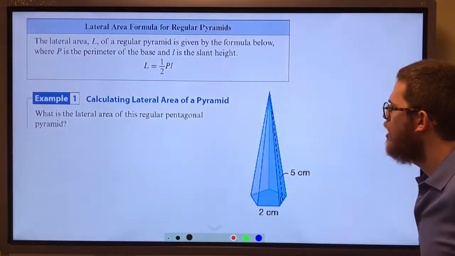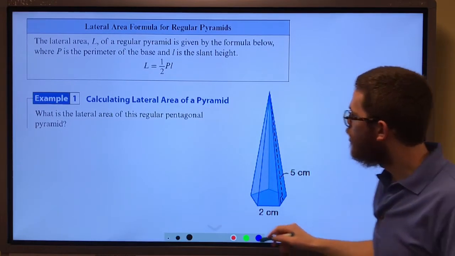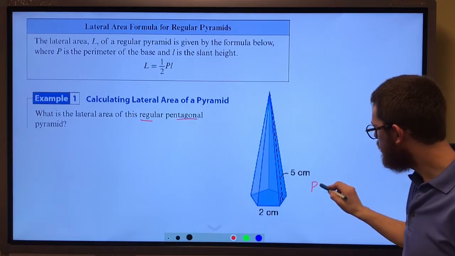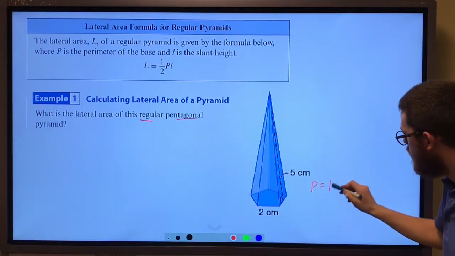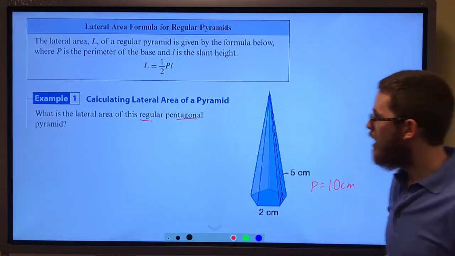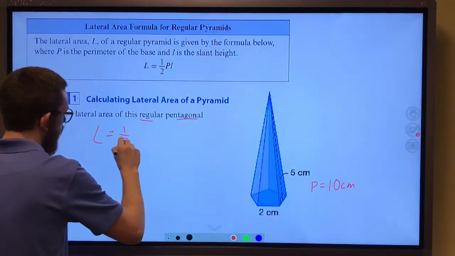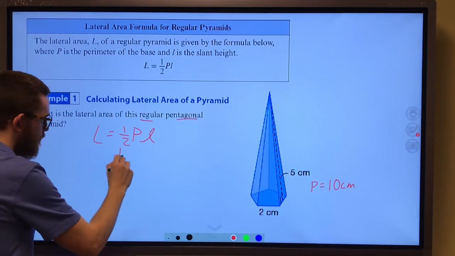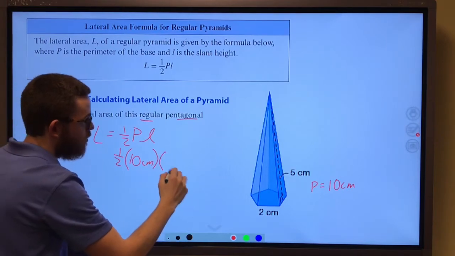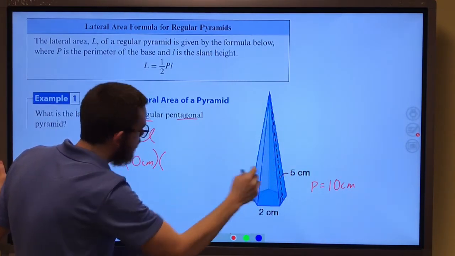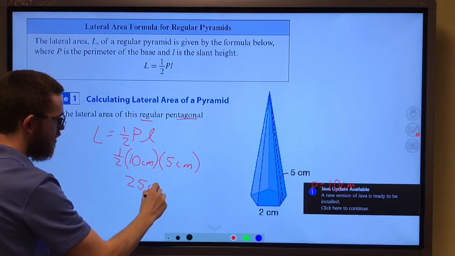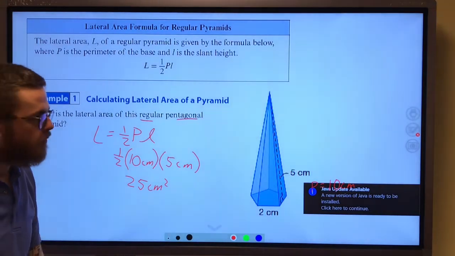What is the lateral area of this regular pentagonal pyramid? Well, if it's a regular pentagonal pyramid and 2 centimeters is one side of the base, the perimeter of the base must be 10 centimeters. We want to find the lateral area, and we know lateral area is 1/2 the perimeter of the base times the slant height. So that's going to be 1/2 times 10 centimeters times our slant height. Look at that, the slant height is 5 centimeters. This is going to come out to be 25 square centimeters. Great.